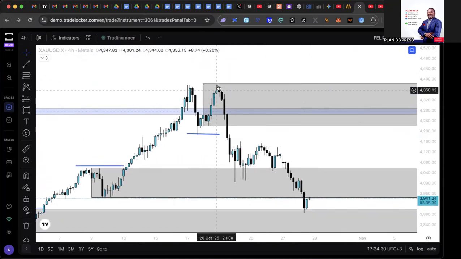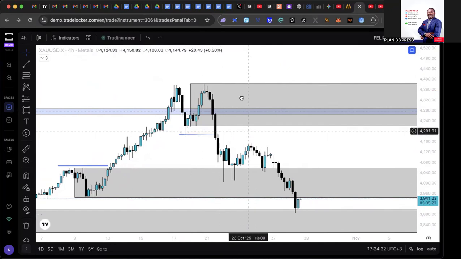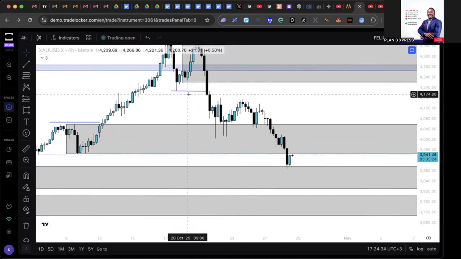So here we go. This is an up, and then this is the internal shift, which is the change of character. So understand this. You can watch this video again and again. So we have a major break of structure, but internal structure, which is a shift in the market. Now this is a break of structure.